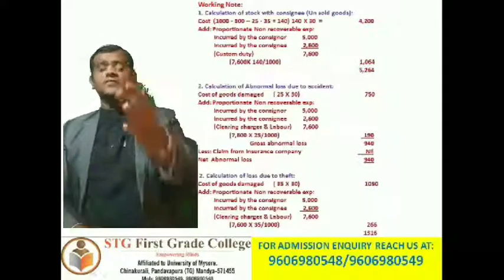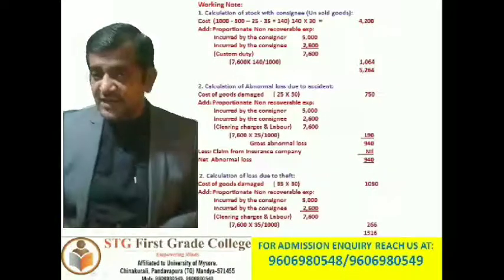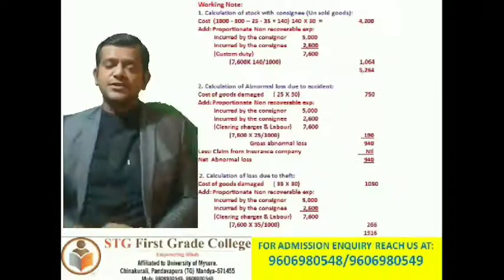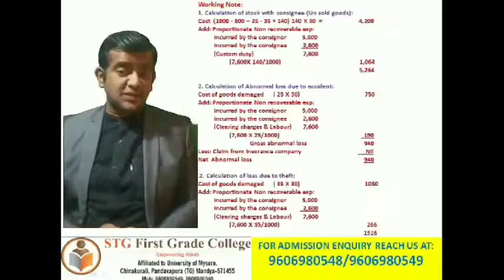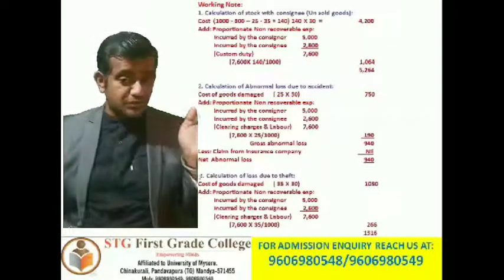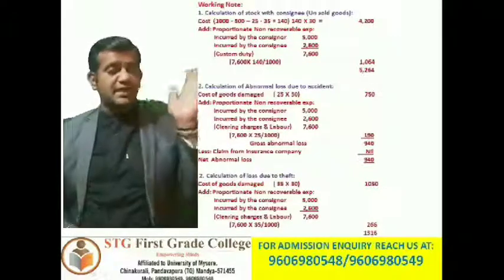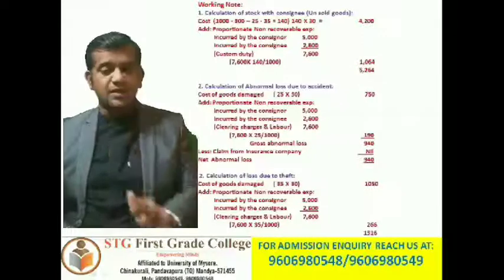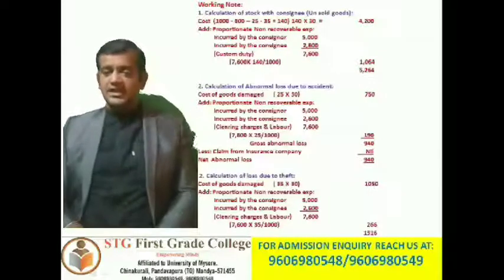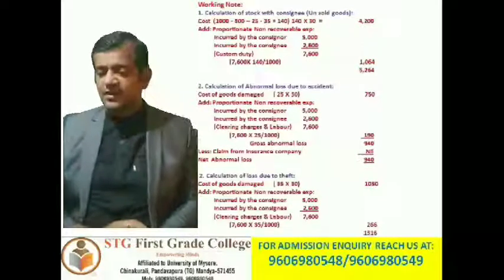So cost of goods damaged, how many goods have been damaged? 25 tins, correct? So 25 into 30 rupees, that is the cost price. So that comes to 750 rupees in working note number 2. Add proportionate non-recoverable expenditure. As I said for working note number 1, the same thing you are also supposed to consider here. So 5,000 plus 2,600, that comes to 7,600.